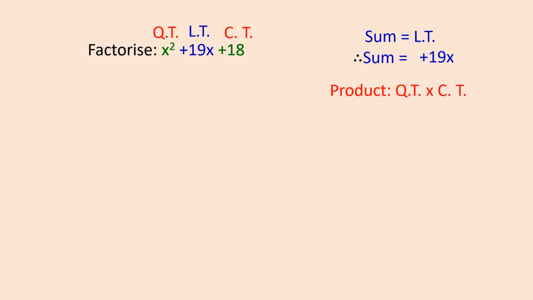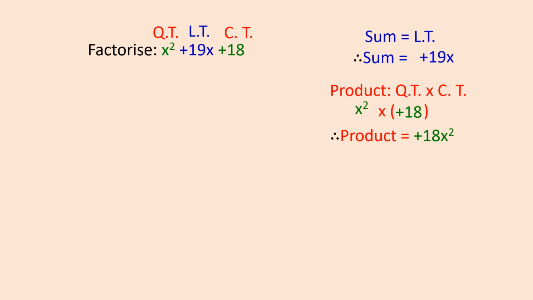Next, we are going to find out the product. Product is nothing but the quadratic term into the constant term. The quadratic term is x square and the constant term is plus 18. Therefore, you get x square into plus 18. Hence, product equals plus 18x square. I am taking the sign also of that term, so that it becomes easy for you to understand.